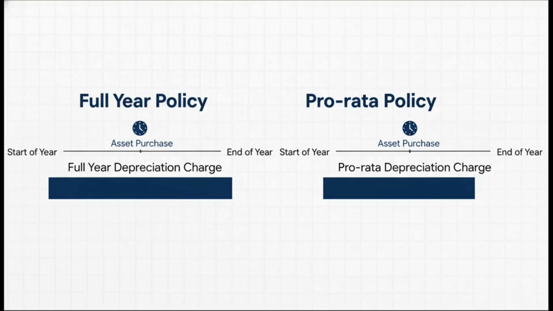Now, here's a real-world complication. What do you do when you buy or sell an asset partway through the year? Businesses need a consistent policy. One common way is the full year policy. You take a full year's depreciation in the year you buy it and 0 in the year you sell it. A more exact way is the pro rata policy, where you calculate depreciation for the exact number of months you owned it in that year.